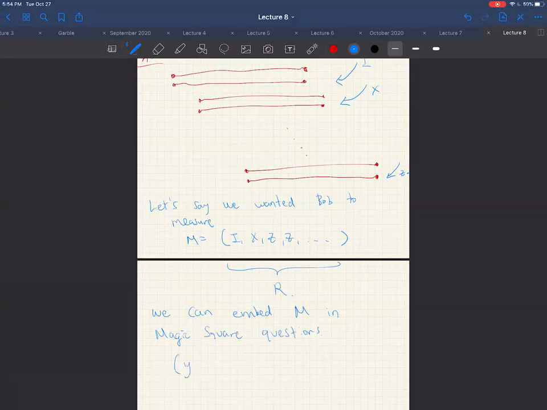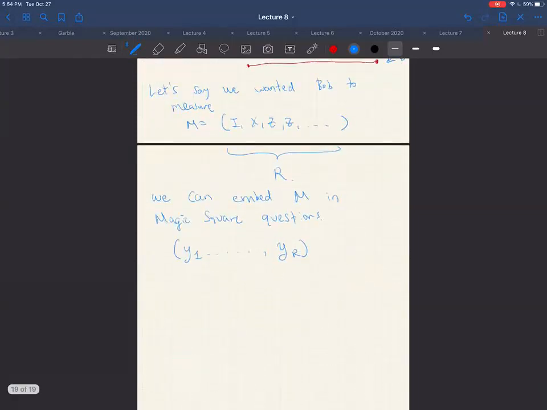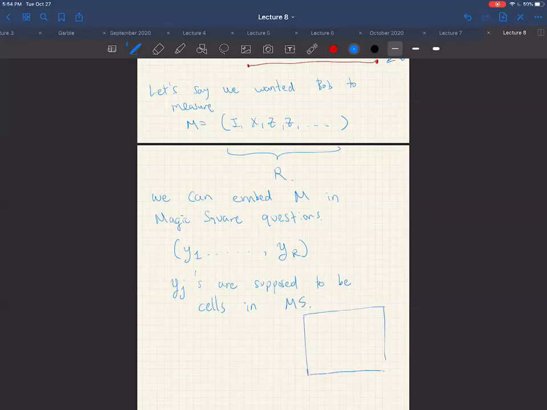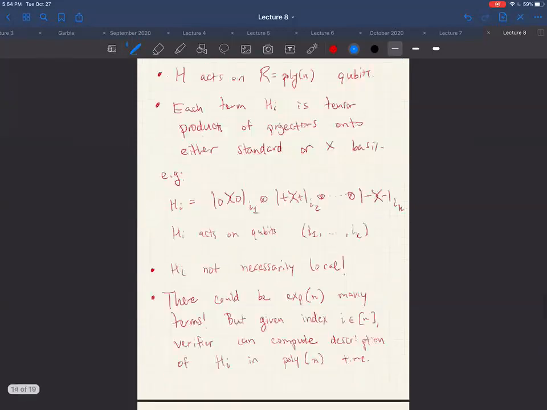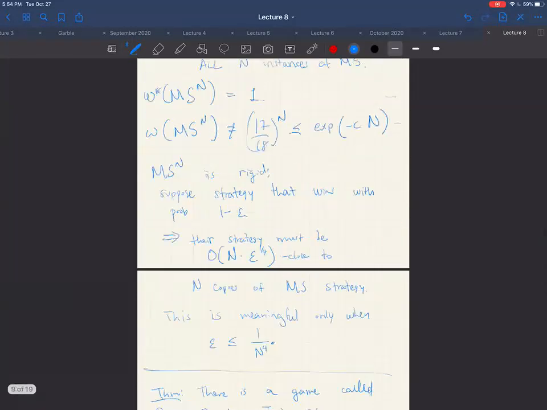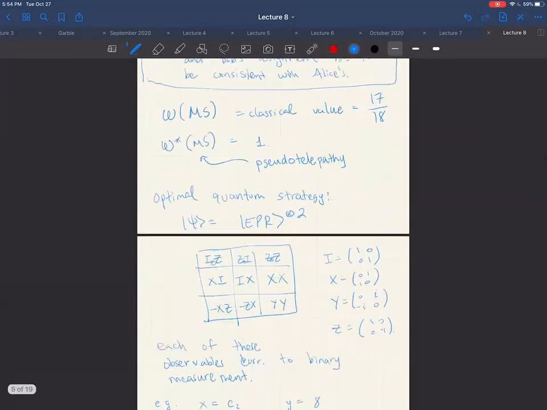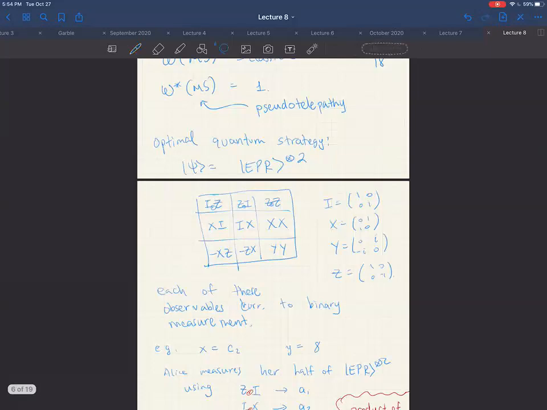In the magic square game, Bob receives a sequence of questions y1 up to yr. What are these y's? They're supposed to be different cells of the magic square game. So the y_j's, and let's recall what the canonical textbook strategy is supposed to look like, and I'm going to copy it really quick. Right, it was this thing here, so I'm just going to copy it.